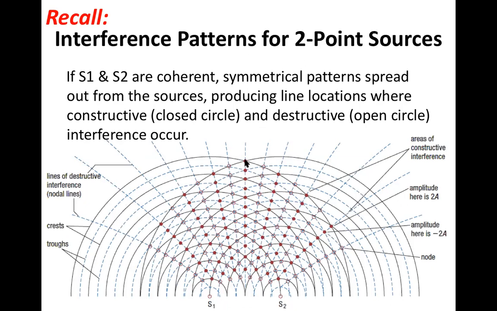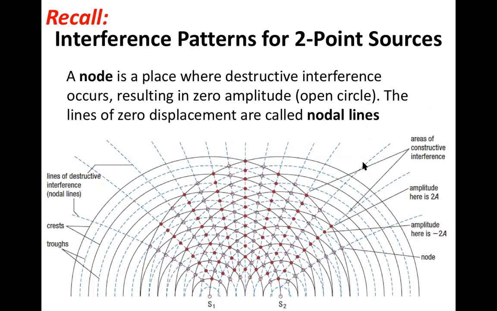And when a crest meets a crest, that's where you have constructive interference. So we denote that with a closed circle. And when a crest and a trough meet, that's destructive interference or an open circle. Recall that a node is a place where full destructive interference occurs with zero amplitude. And so the crest and the trough have canceled each other out.